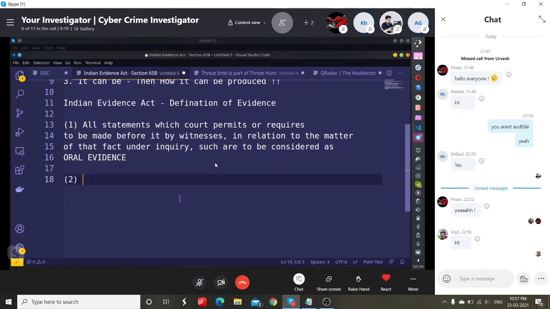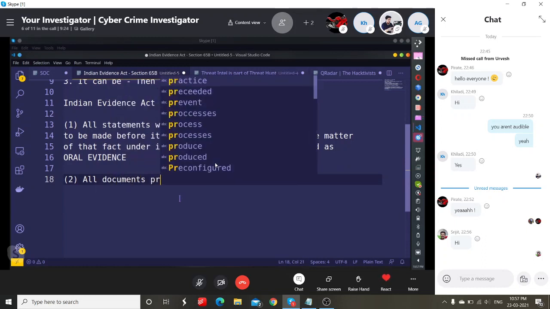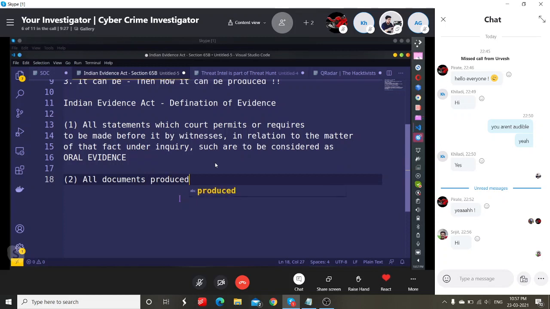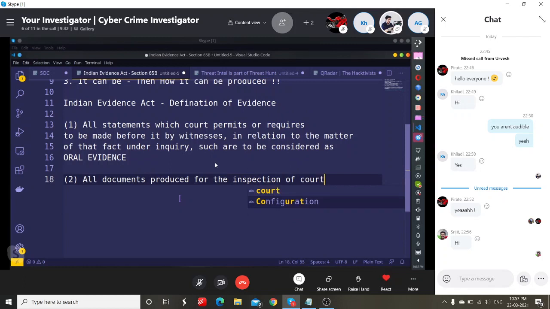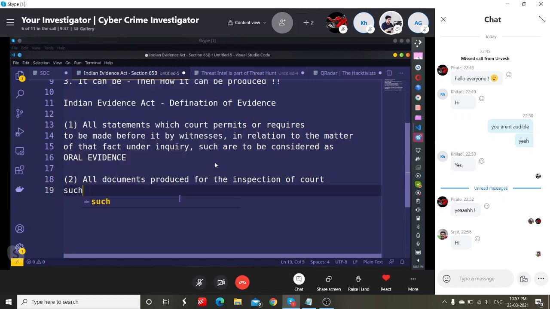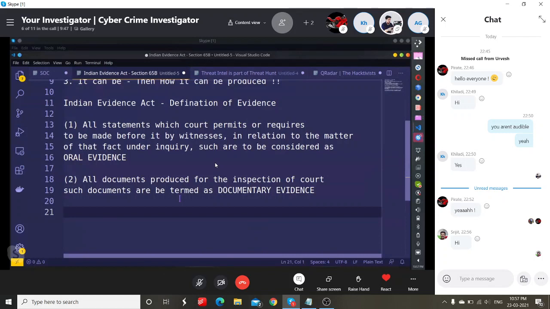But the second sub clause states that all documents produced for the inspection of the court, such documents are to be termed as documentary evidence. Right? This is the definition of evidence in terms of the Indian Evidence Act.